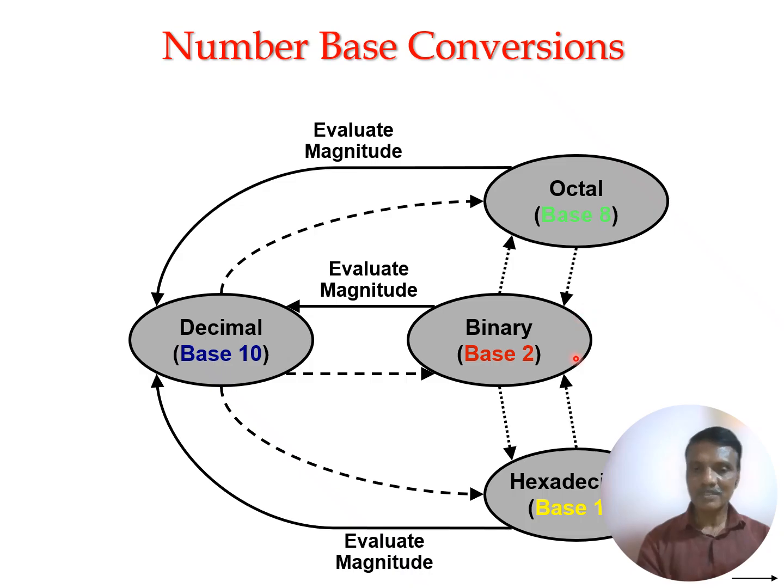Now we will discuss the base-to-base conversions one by one, and how it happens. Okay. First, decimal to any base conversion. A decimal number is given, and that decimal is converted to a binary number, or decimal to octal, or decimal to hexadecimal. That is decimal to any base conversion.